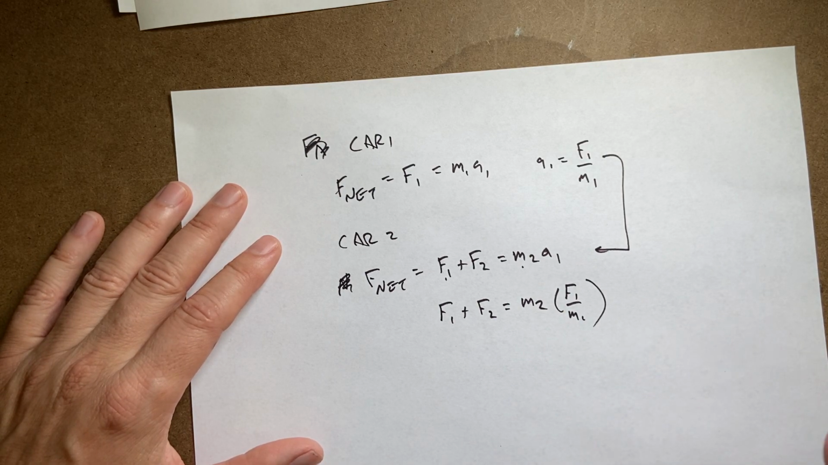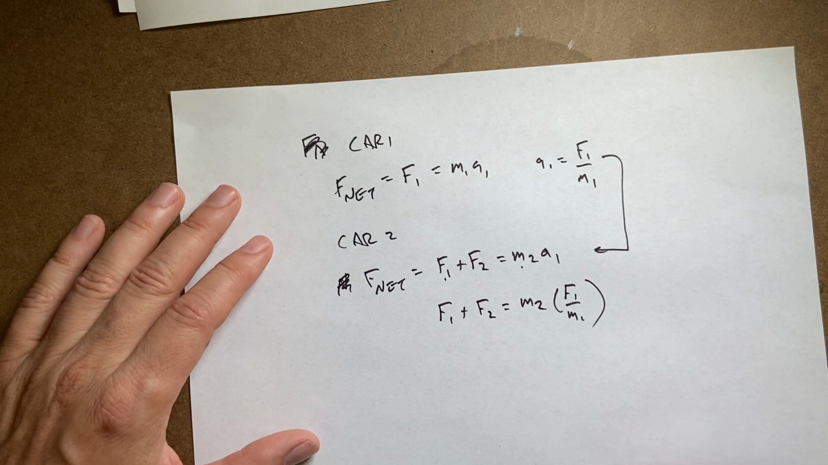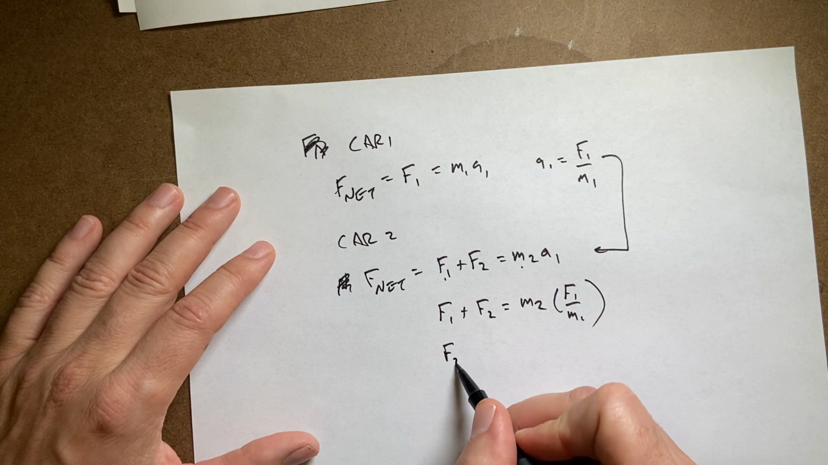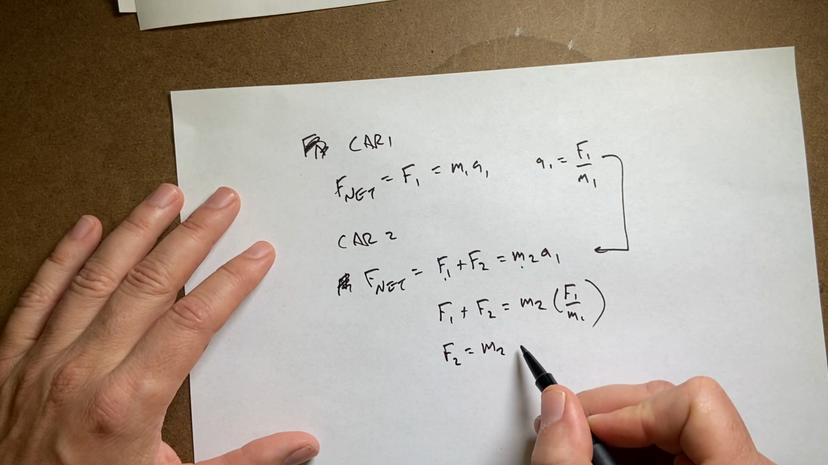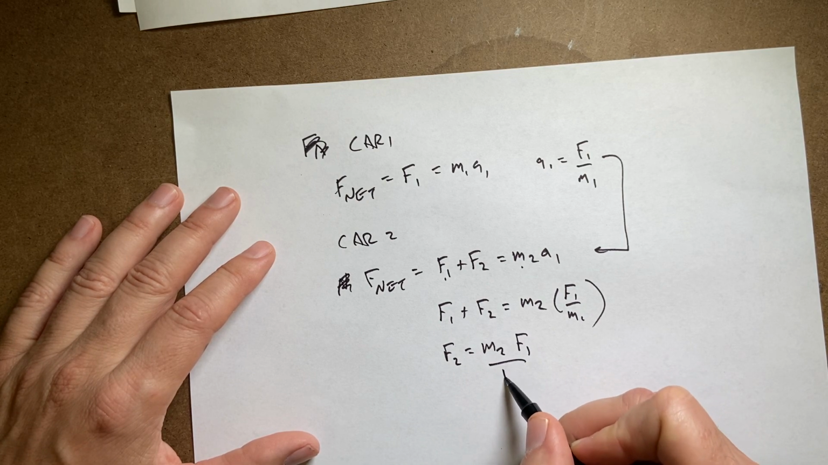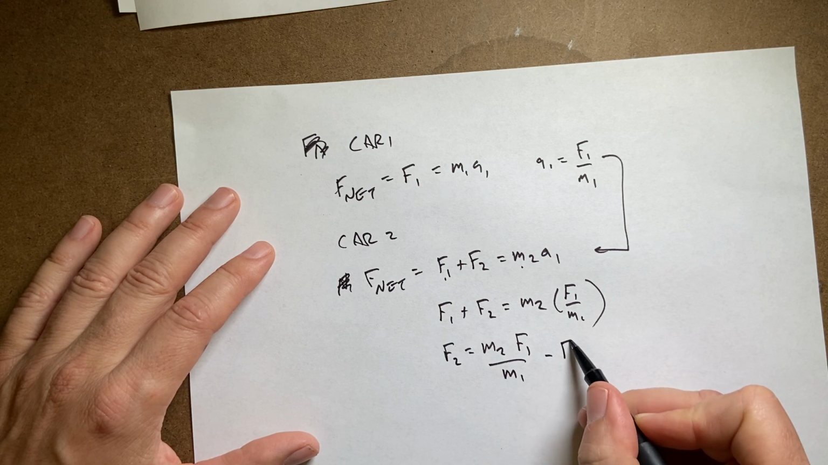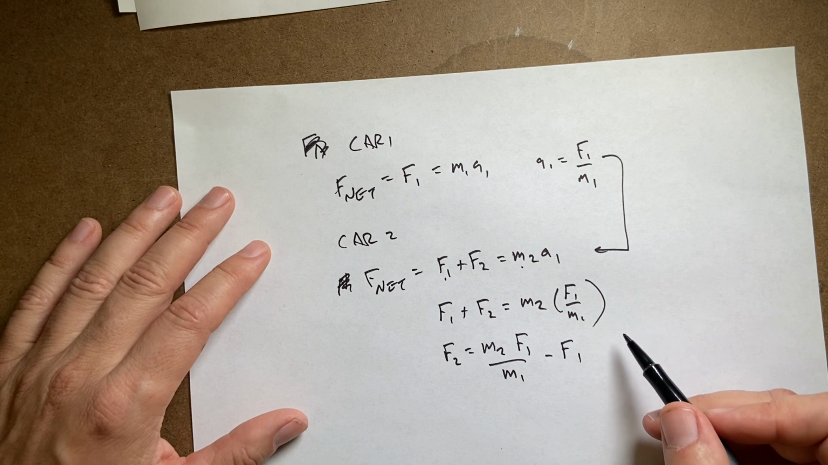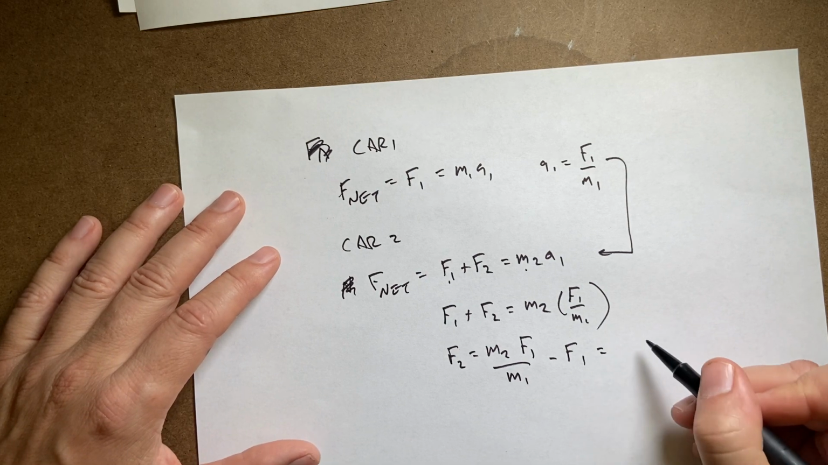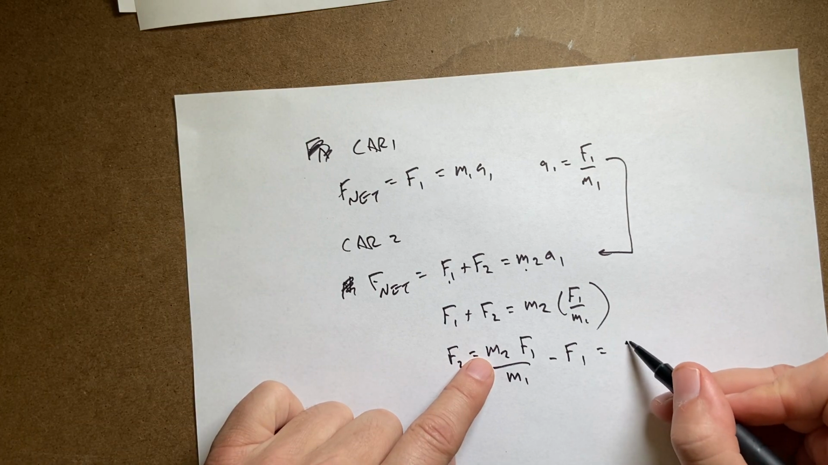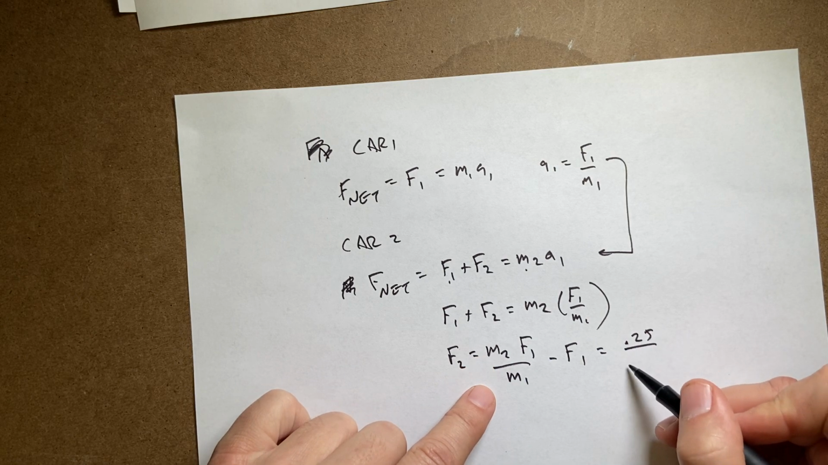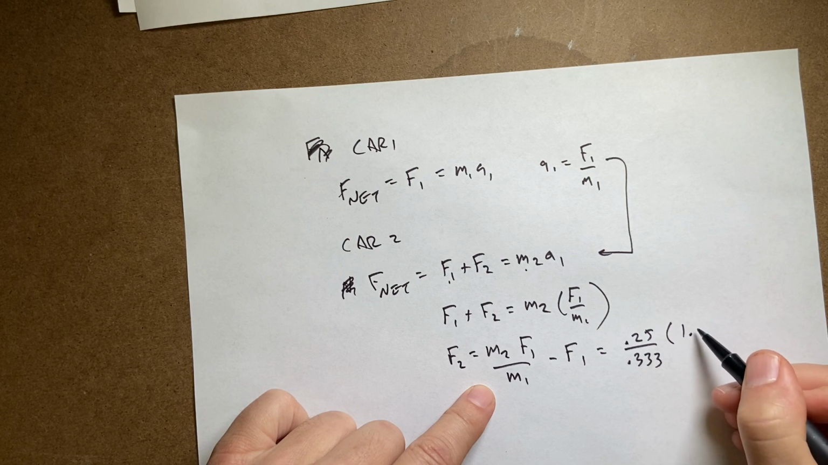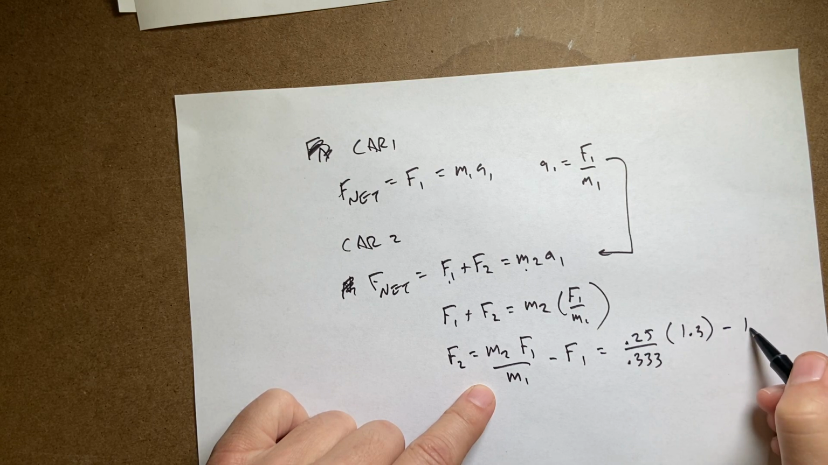And these are all numbers. If you put the numbers in now, that's cool, but you don't have to. Now I'm going to solve for F2. F2 equals M2 F1 over M1 minus F1. That's right. Okay, so let's put in our values. I get M2, which was 0.25, over 0.333, times 1.3, minus 1.3.